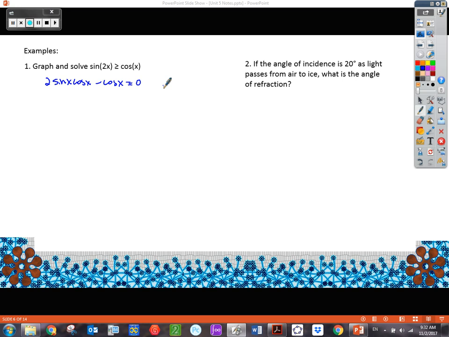Sometimes I'll have you do this and sometimes I won't, but I will indicate so that it's clear. So we would factor out a cosine, it's just good extra practice. 2 sine x minus 1. So we have cosine is 0 or sine is 1/2. Cosine is 0 at pi over 2 and 3 pi over 2, etc. Sine is 1/2 at pi over 6 and 5 pi over 6. So it just took a few seconds to get the exact values.